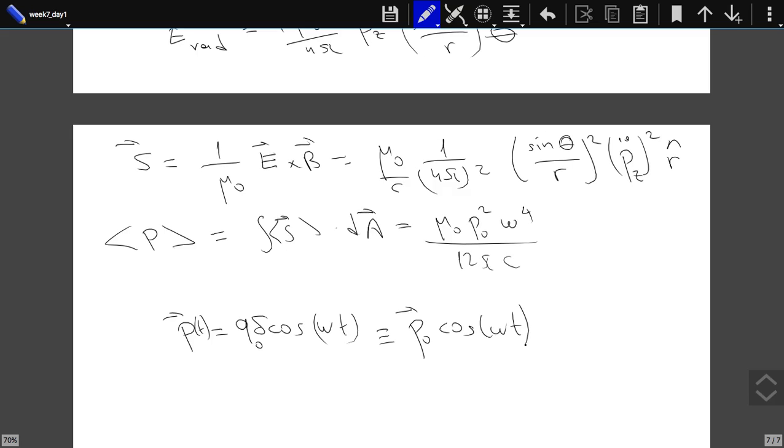Look at this dependence. The power radiated is proportional to the frequency to the power 4. So if the dipole moment oscillates very fast, the faster the dipole moment oscillates, the more power it will dissipate.